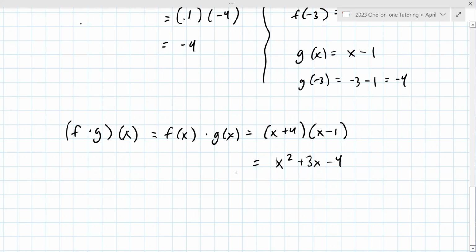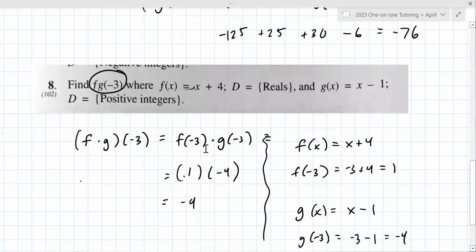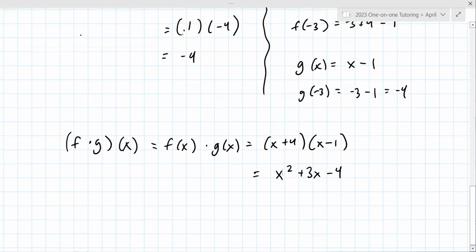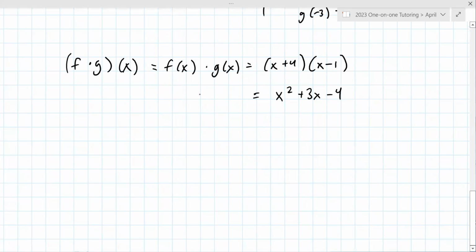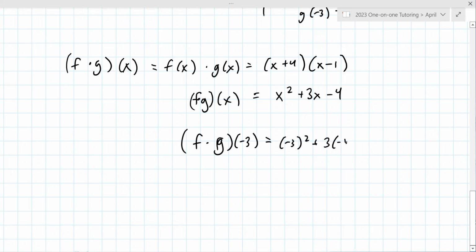Good. Now we're going to evaluate this at -3, and we should get the same result. This is not a proof, but this is like verifying that what you did works both ways, which is not a proof. My notation is so bad lately. All right. So that's -3 squared plus 3 times -3 minus 4. 9 minus 9 minus 4 is -4. So it does in fact confirm the other result.